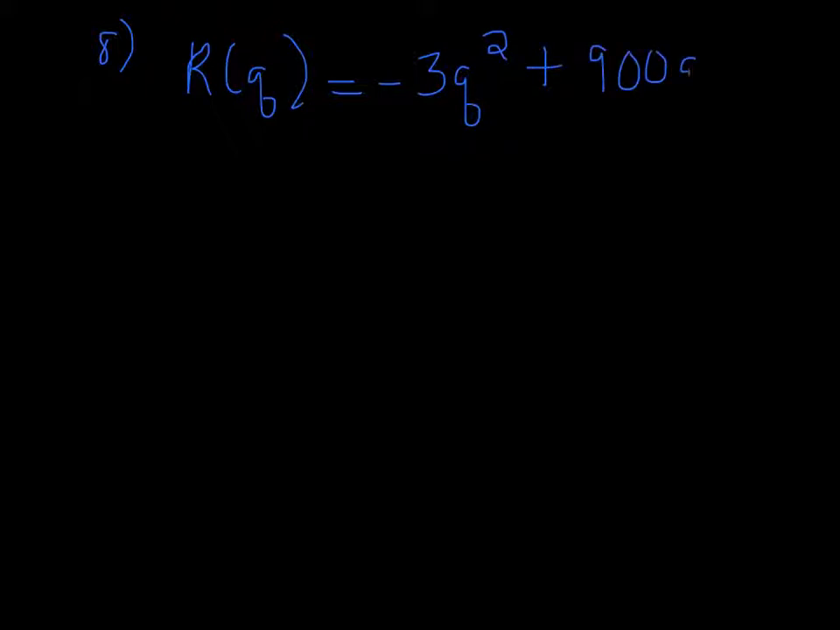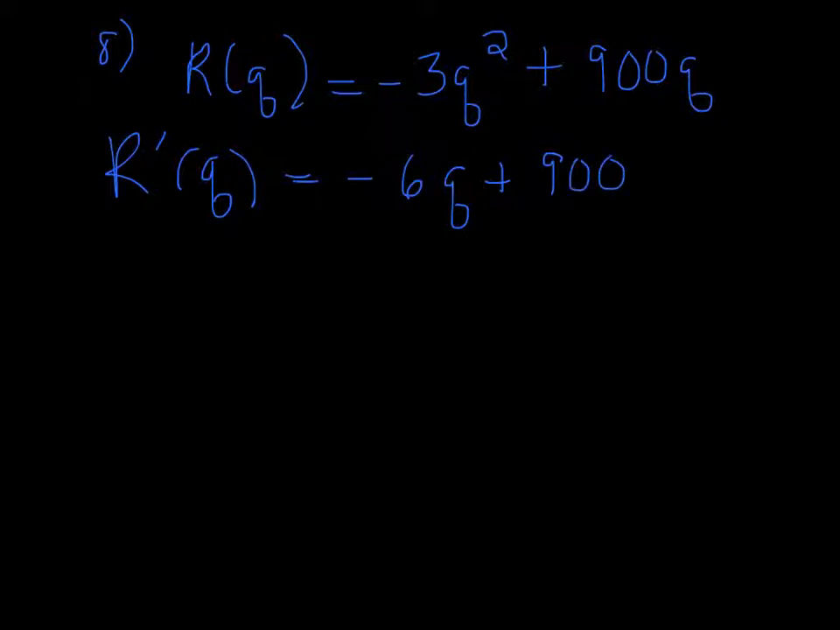Number 8, suppose a product's revenue function is given by R of q equal to negative 3q squared plus 900q. Find an expression for the marginal revenue function, simplify it, and record your result in the box below. Be sure to use the proper variable in your answer. Marginal revenue just means take the derivative. So it's going to be negative 6q plus 900. Easy peasy.